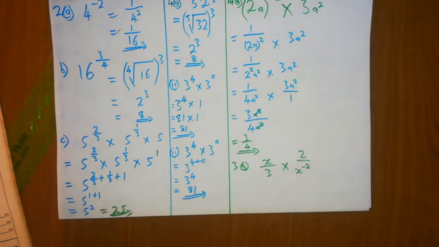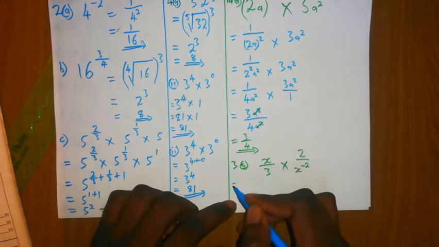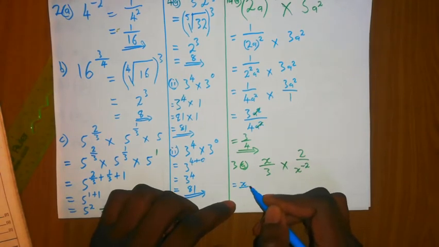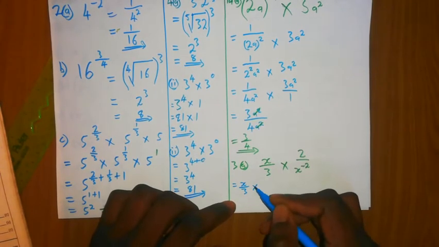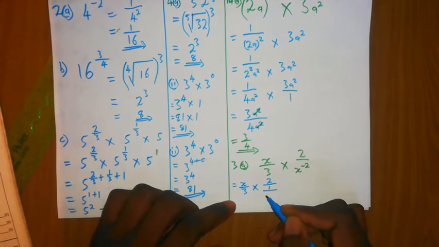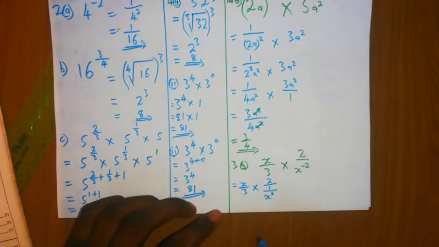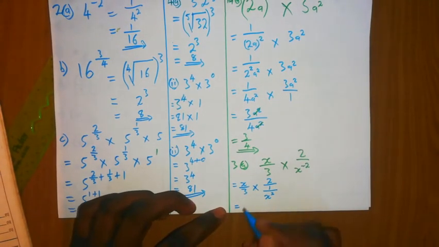So there is our number 3a. I'm going to first deal with that negative sign. It means that I'm going to say it's equal to x over 3 times 2 over 1 over x squared, right? So it's going to be equal to x over 3.